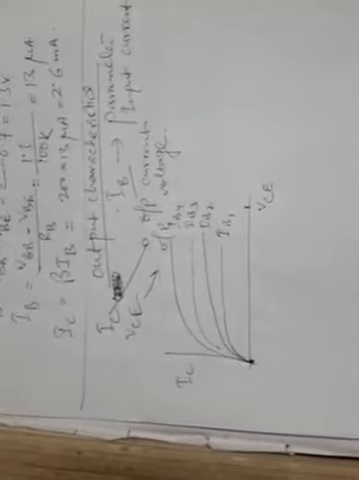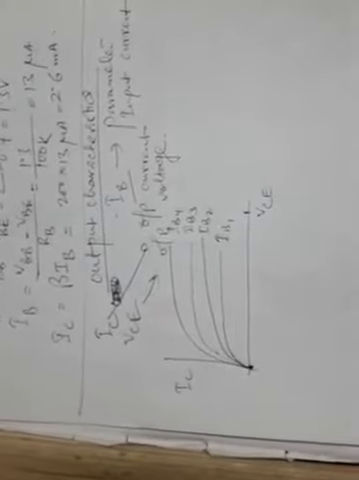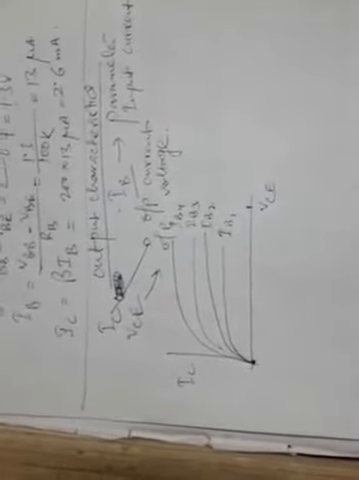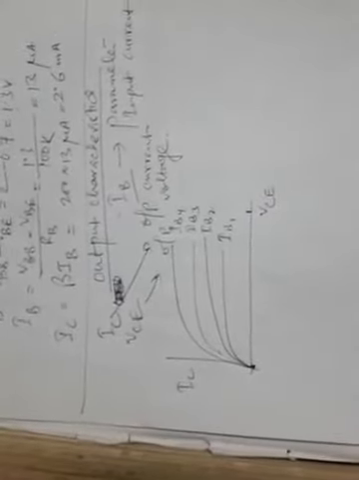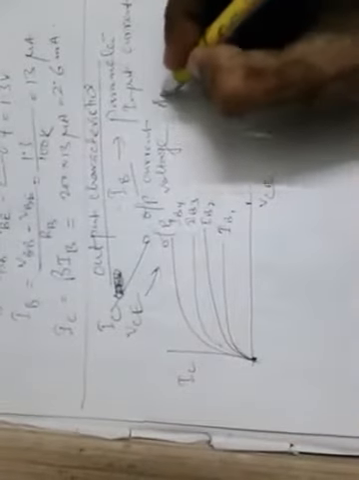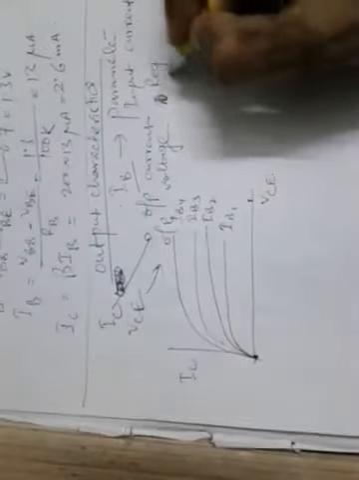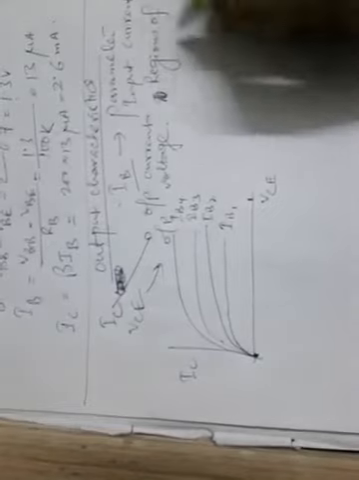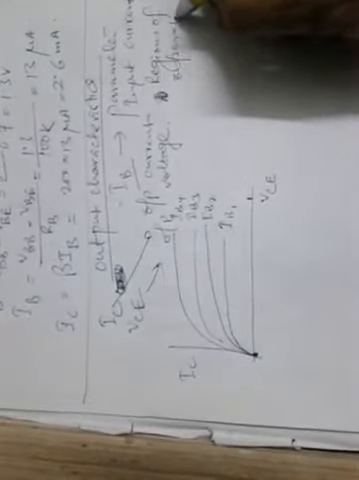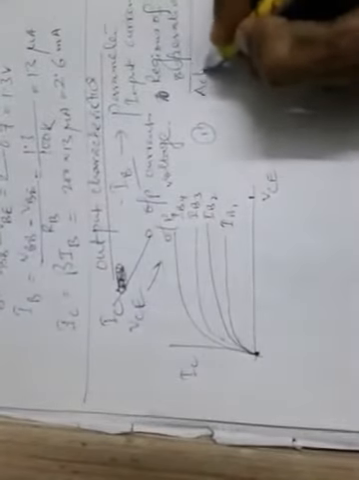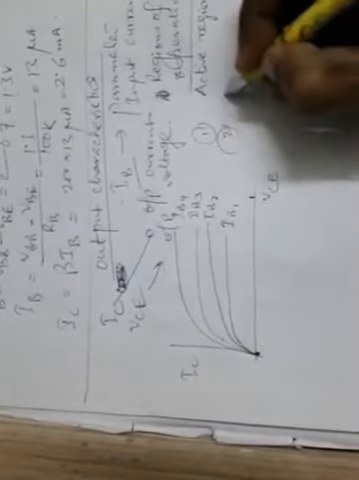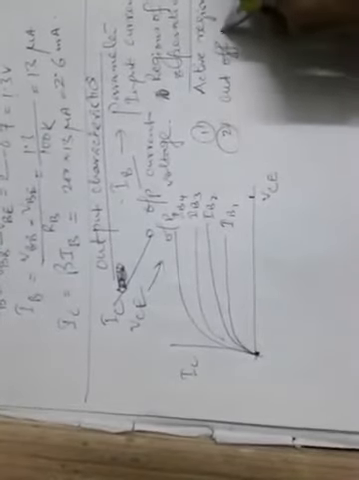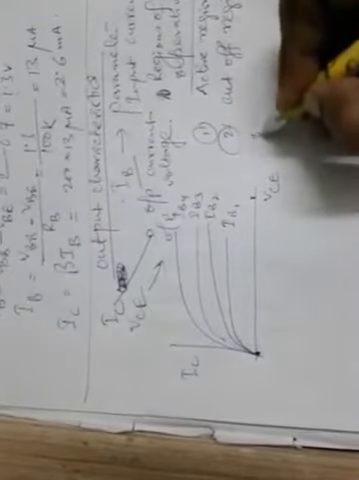So now let us divide the output characteristics into three different regions for analysis purposes, and they are called regions of operation. These regions are the active region, cutoff region, and saturation region.